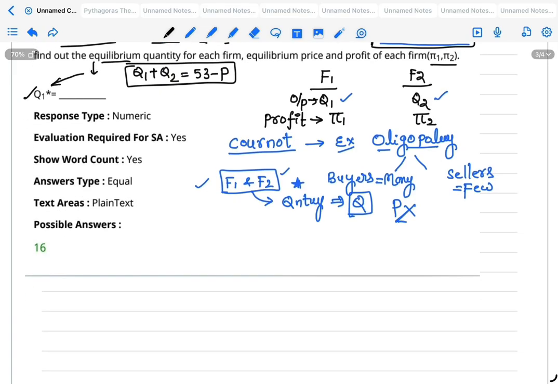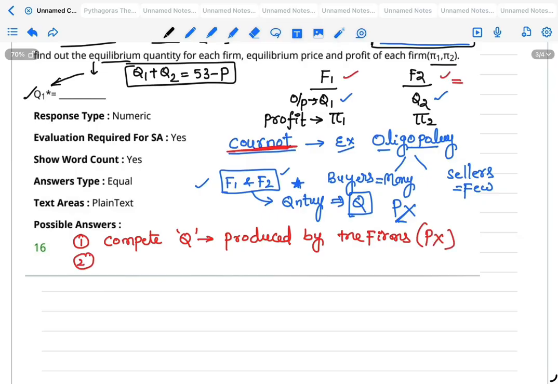So first, they compete on the quantity produced by the firms, not the price. Okay, this is the first point. Only two firms, it is a duopoly. Duopoly means there are only two firms. If there are many firms, it is an oligopoly.